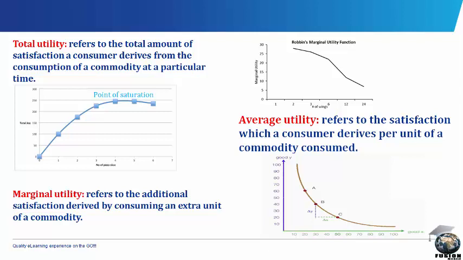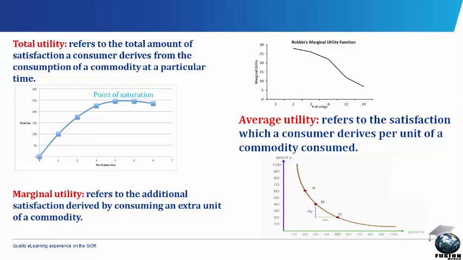Marginal utility. This refers to the additional satisfaction derived by consuming an extra unit of a commodity. And here, the marginal utility graph is given. We have the x-axis, which consists of the number of wins, and the y-axis, which consists of the marginal utility or the units of utility. The marginal utility is calculated as change in total utility divided by changes in consumption.